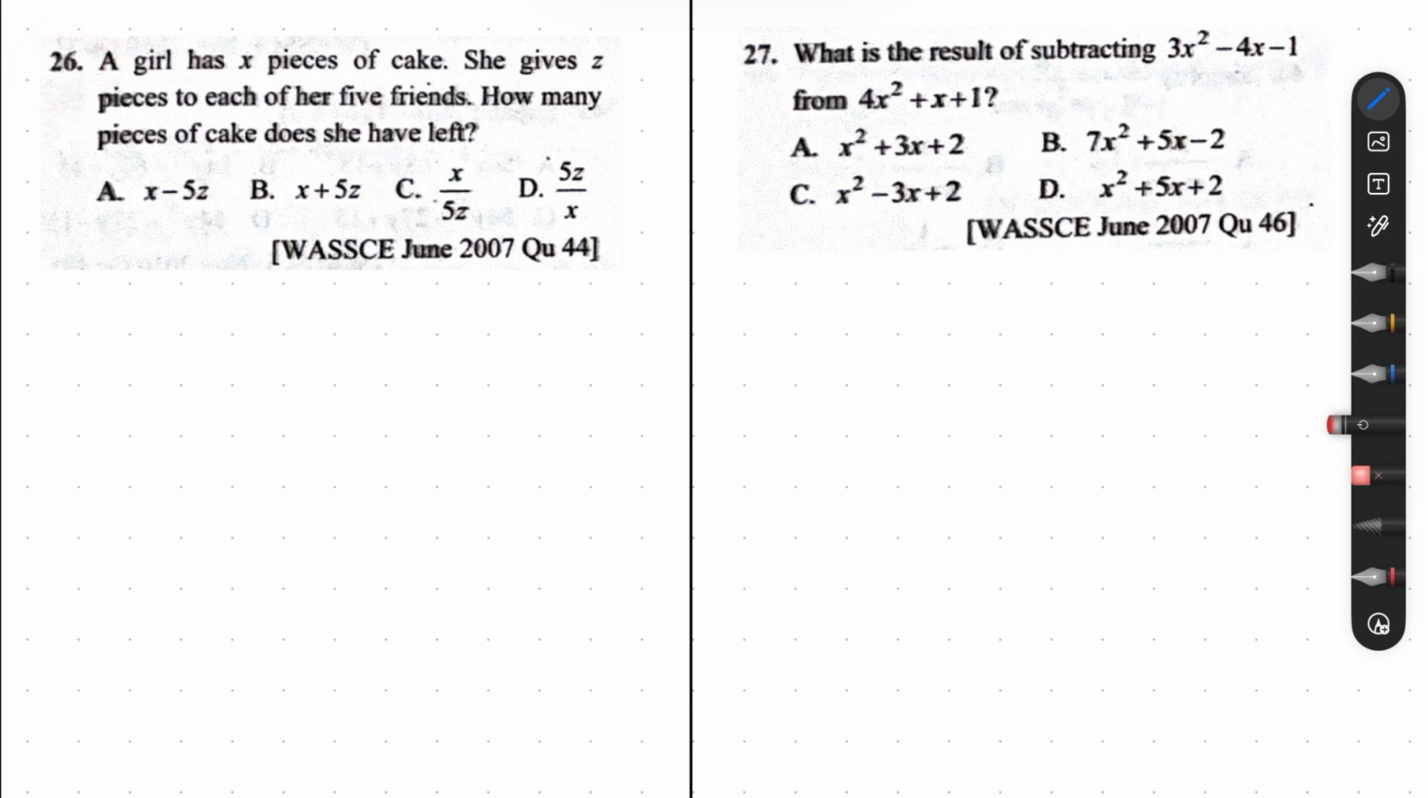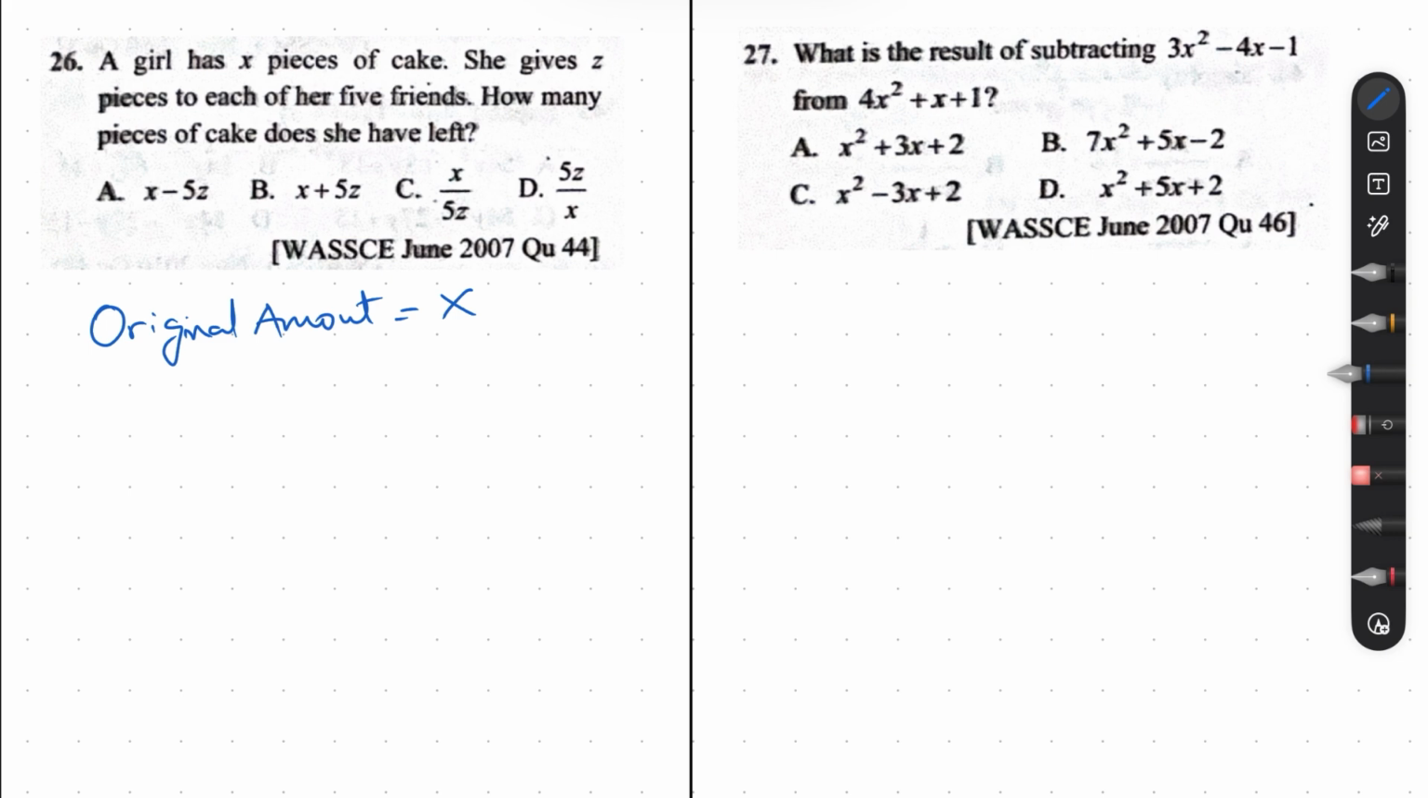Question number 26 says, a girl has X pieces of cake. She gives Z pieces to each of her 5 friends. How many pieces of cake does she have left? So the original amount is X. Now she gives Z pieces to each of her 5 friends.